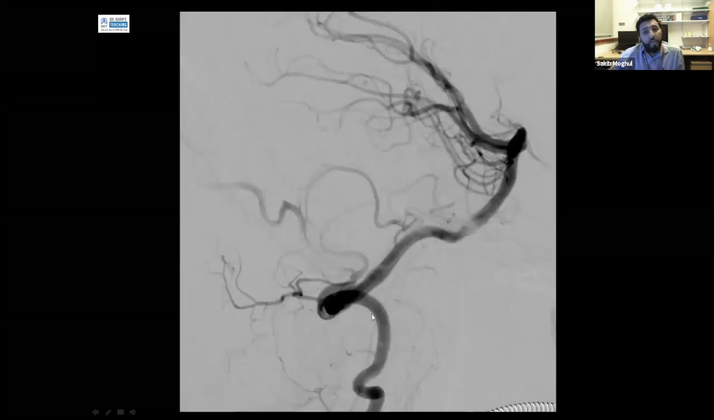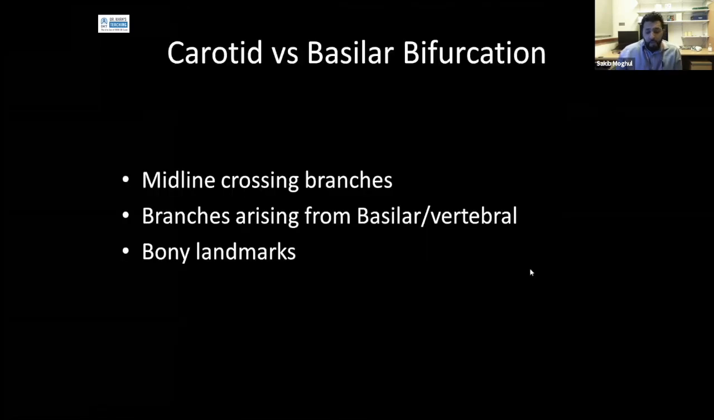If we now project to a lateral view, this is the appearance of the vertebral artery. And as you can see, with the posterior cerebral artery and circulation, everything goes posterior. You can just about see the back of the skull vault over here, and part of the skull base at this level, just to help you orientate yourself. So how do we differentiate between the carotid and the basilar bifurcation? Important things to orientate yourself with is the midline crossing.